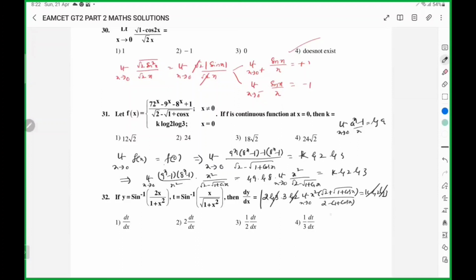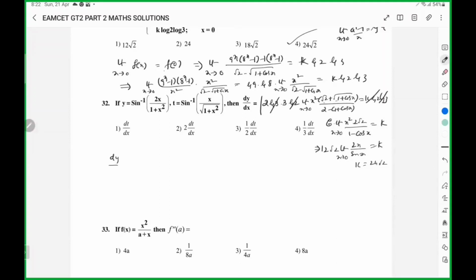Here it is 6 times the limit as x tends to 0. Once you substitute 0 here, root 2 plus root 2, that is 2 root 2, by 1 minus cos x is equal to k, which implies 12 root 2. Applying L'Hospital rule, 0 by 0 form, sin x, as the limit tends to 0. So here k will be 24 root 2. Fourth option is correct.